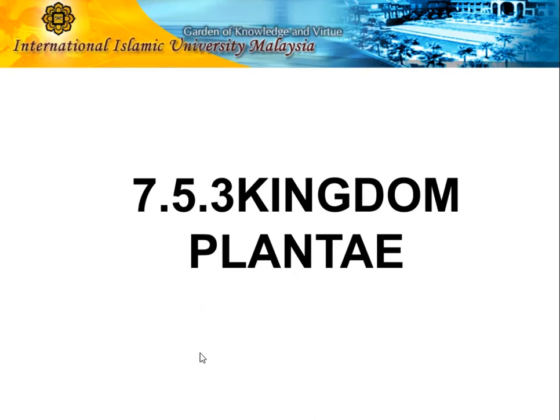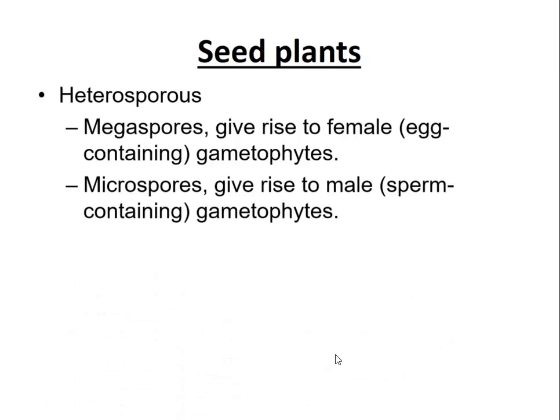Okay, next we go to the seed vascular plant, right? Under seed vascular plant, they are divided into two, remember, gymnosperm and also angiosperm. All seed plant are heterosporous, regardless they are gymnosperm or angiosperm. So all seed plant are heterosporous, meaning they are producing two different types of spore, megaspore and microspore.